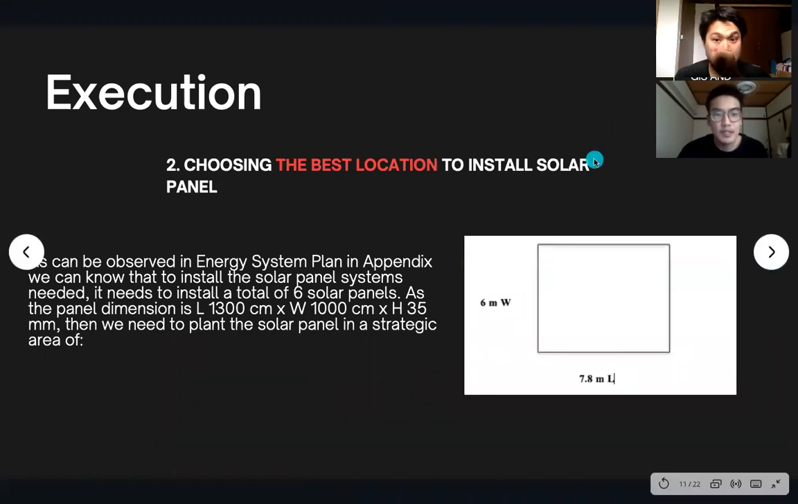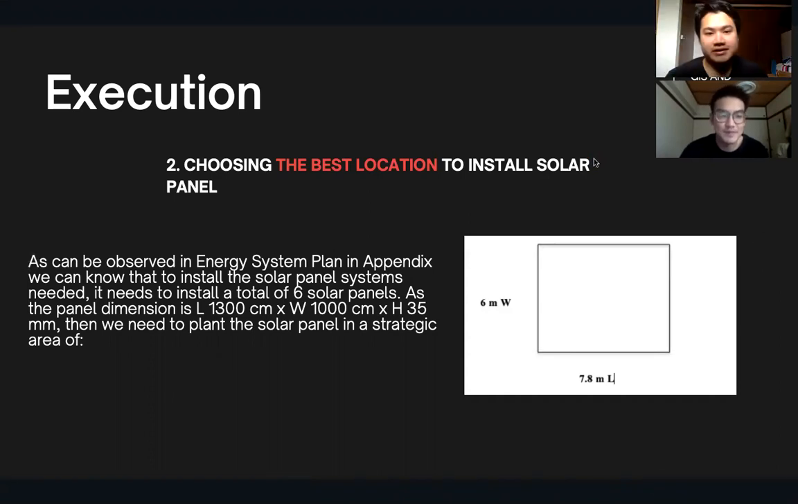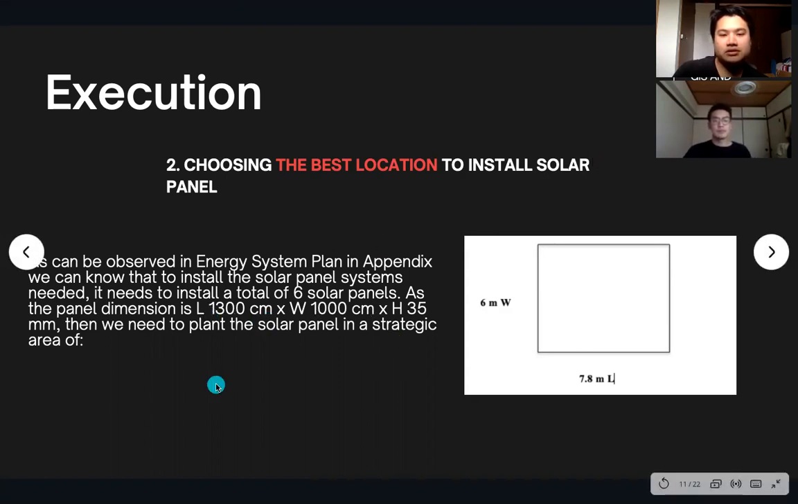Now we are going for the second expected outcome, which is to choose the best location to install the solar panel. From the energy system plan, we found that we need a total of 6 solar panels, and here are the dimensions of the solar panel. If we arrange them, it will create this area, which needs 6 meters of width and 7.8 meters of length.